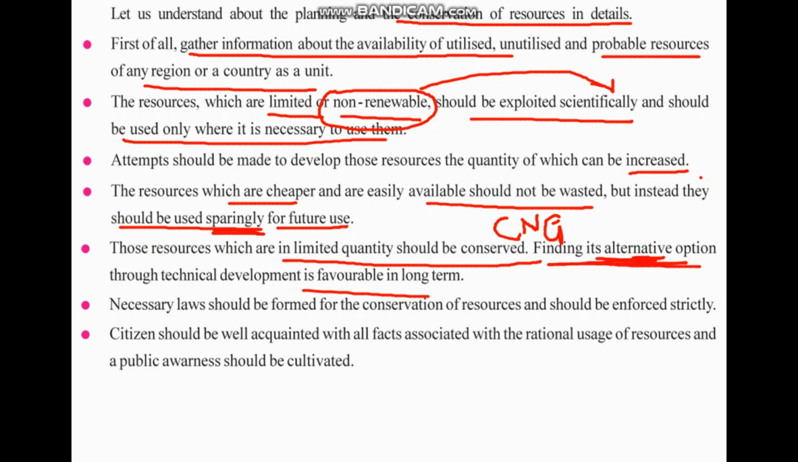Necessary laws should be formed for the conservation of resources and should be enforced strictly. Any person who is damaging or using resources in a bad way should be punished. Citizens should be well acquainted with all the facts associated with the rational usage of resources, and public awareness should be cultivated. Public awareness is very important. Until the public is aware, there will always be wastage of resources.